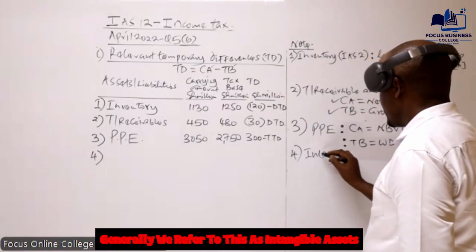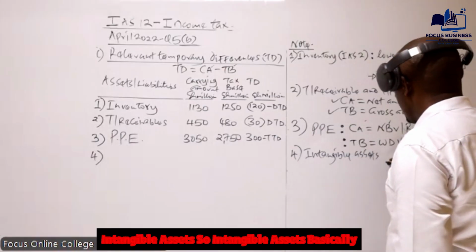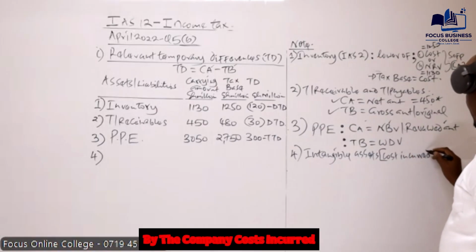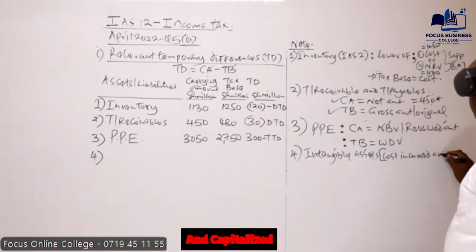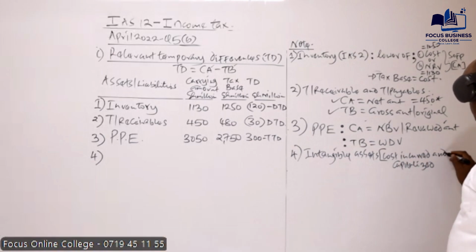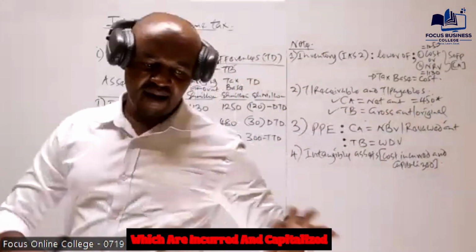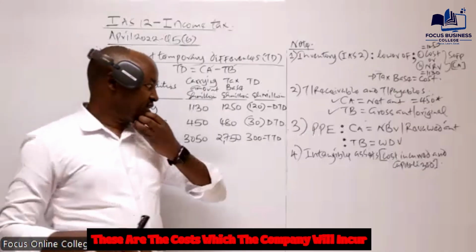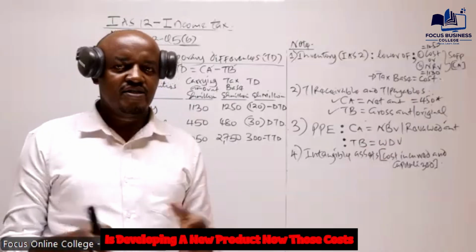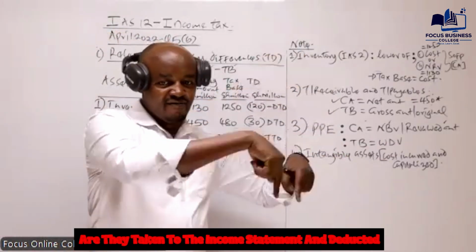Basically, generally, we refer to this as intangible assets. Intangible assets are the costs which are incurred by the company and capitalized. You need to understand what you mean by that. When we talk about costs which are incurred and capitalized, for example, whenever the company is developing a new product, are those costs taken to the income statement and deducted from the total incomes?